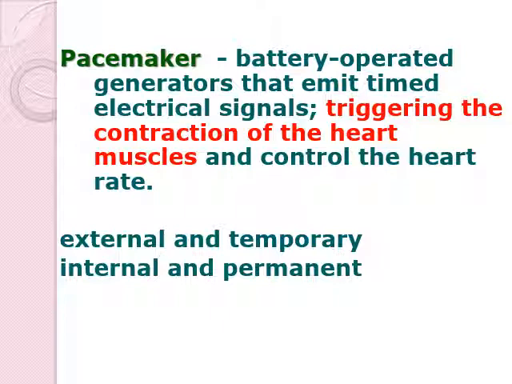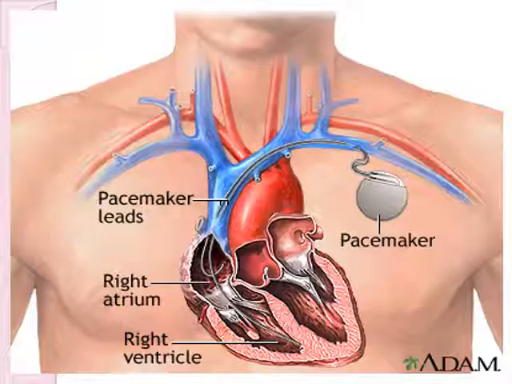There are different kinds of pacemaker. It could be external and temporary. It could also be internal and permanent. Okay, so class, if you can notice, your pacemaker is being implanted in the patient's chest or on the patient's chest, and then the probe, or the end of your pacemaker, may be located on the right atrium and then on the right ventricle.